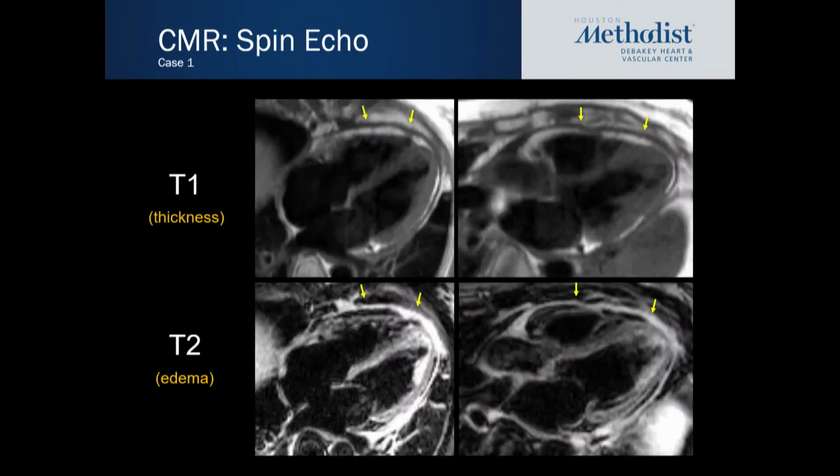Similarly, if you look at our T2 sequences, if you'll remember, that is our edema imaging, that same dark thickened area on the T1 images appears very bright this time on the T2 images. This indicates edema. So this pericardium is not only thickened, but it is edematous.